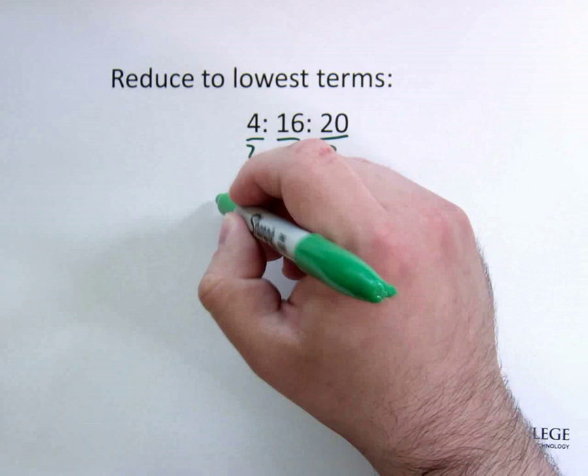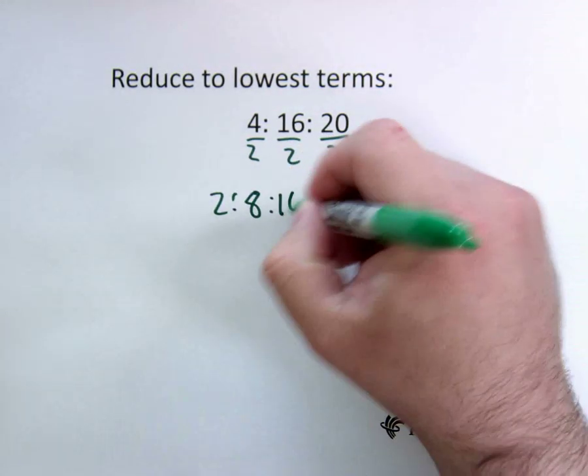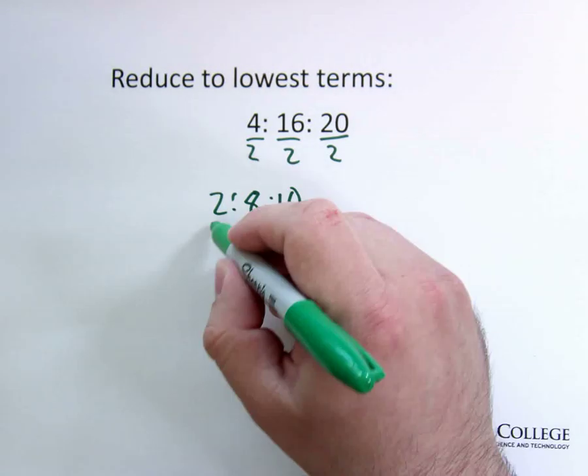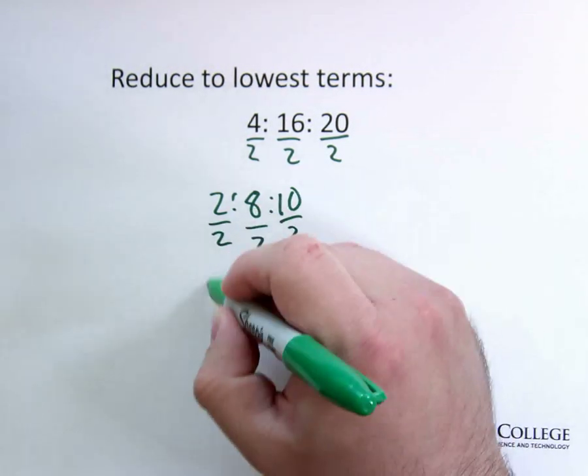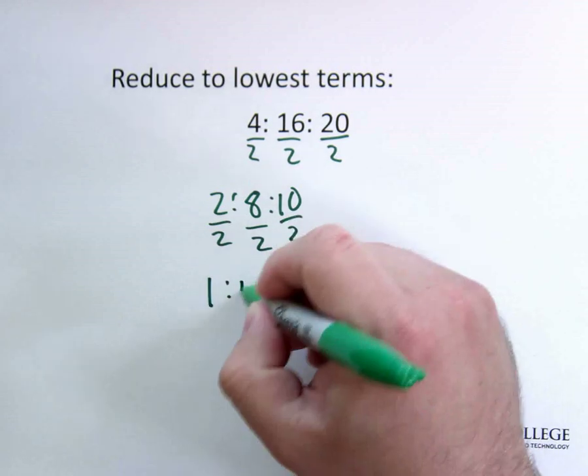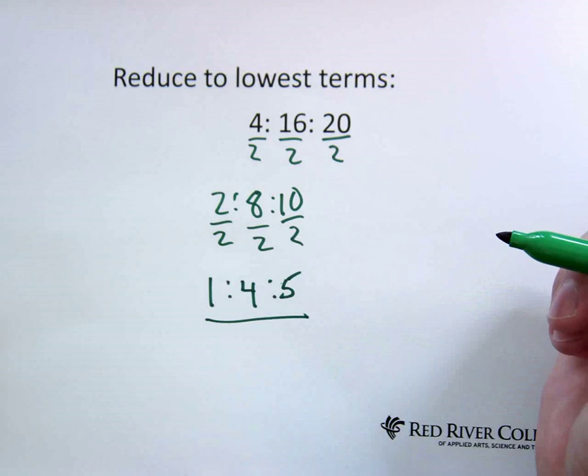So 2 into 4 is 2, 2 into 16 is 8, 2 into 20 is 10. They're still even numbers, so we can still divide them by 2. So 2 into 2, 1, 2 into 8, 4, and 2 into 10, 5. So this is our final answer, 1 to 4 to 5.